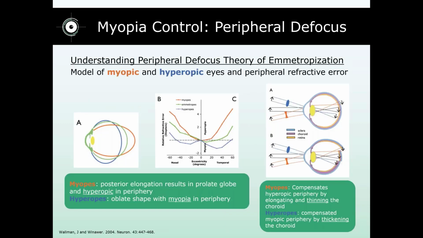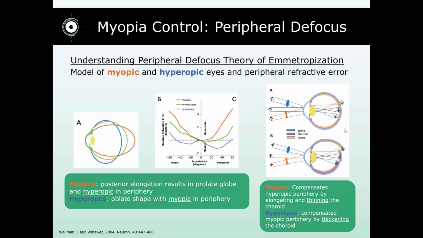Just want to talk about peripheral defocus theory. It is now a very popular theory of emmetropization. The whole idea behind changing the back optic zone diameter, I feel, comes from this theory. Just very briefly, you have this prolate globe, this orange, this myope. This prolate globe causes a hyperopic focus of this image in the mid-periphery.